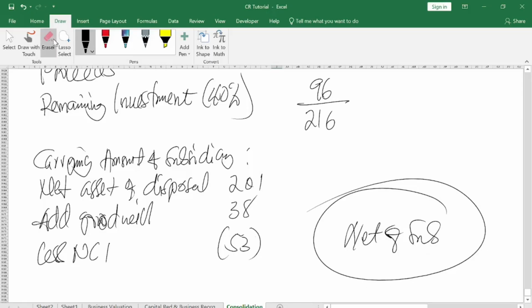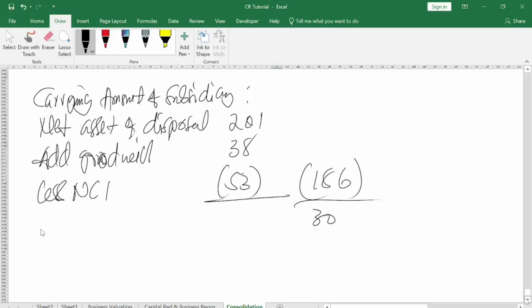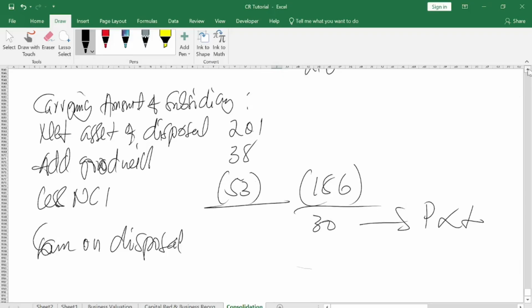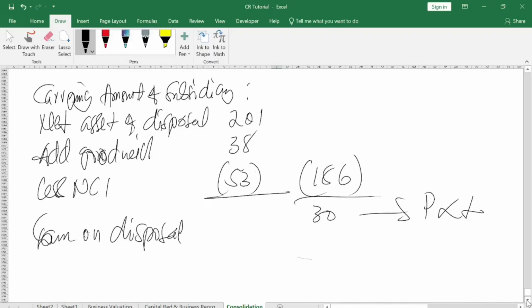This is what they are talking about. So what do you have? Add this one, you subtract this. You get 186. Then you less this from that. What do you have? 30. So this becomes gain on disposal. And this one, it will go to the P&L account. Do you understand? Yes, sir. This will go to P&L. Any questions so far? No, sir.